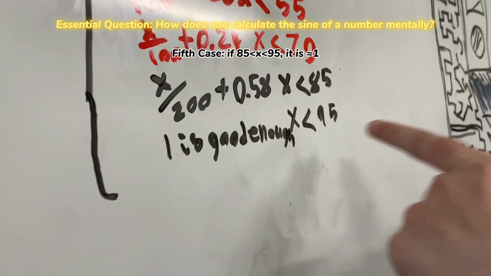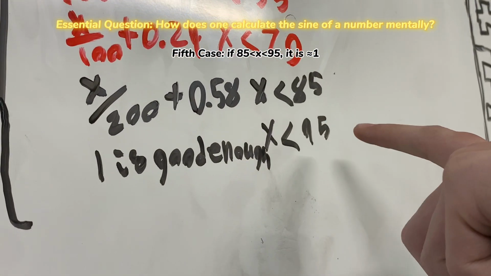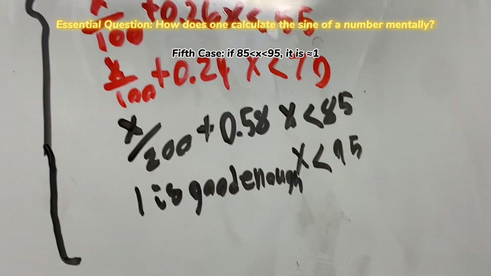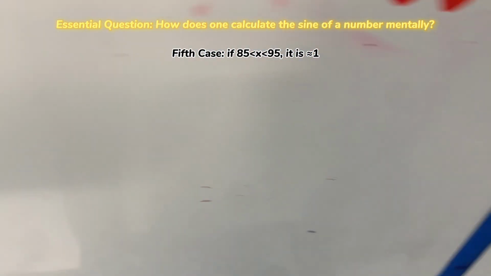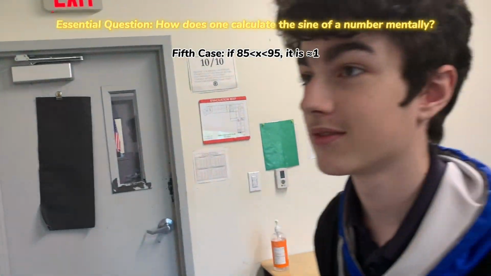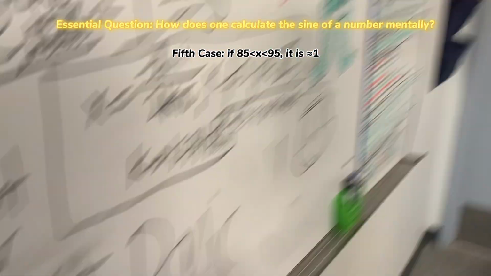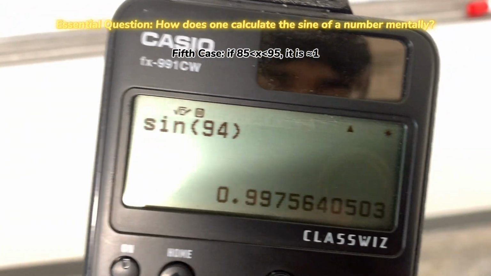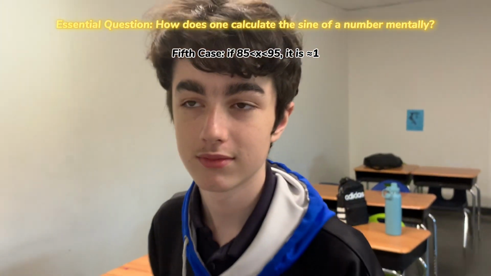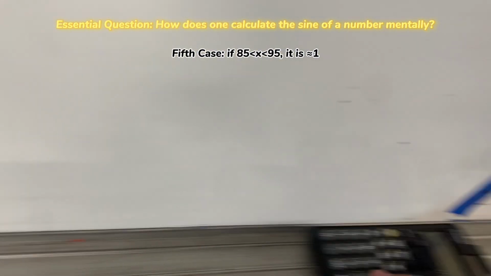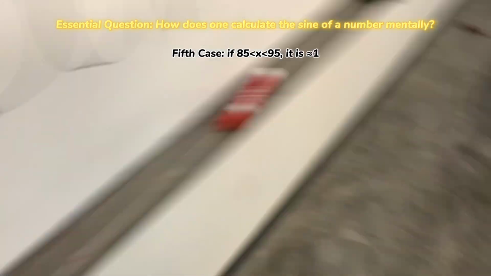So if the number is greater than 85 but less than 95, 1 is a good enough approximation. Okay, the sine of 94 is 0.99. It was 0.997, so it rounds to one either way.